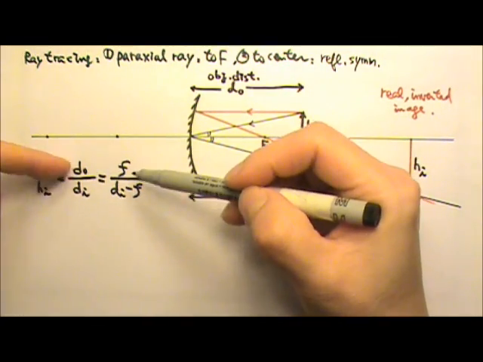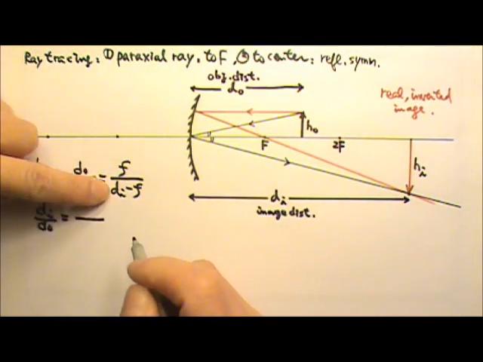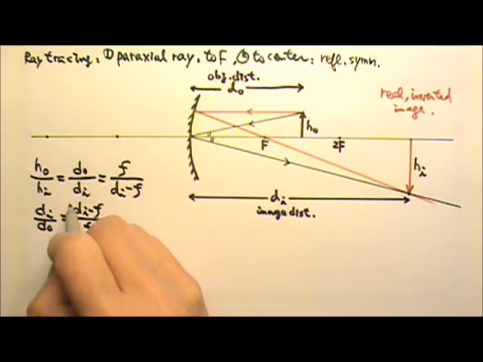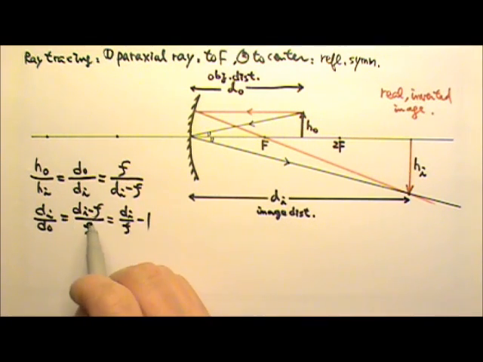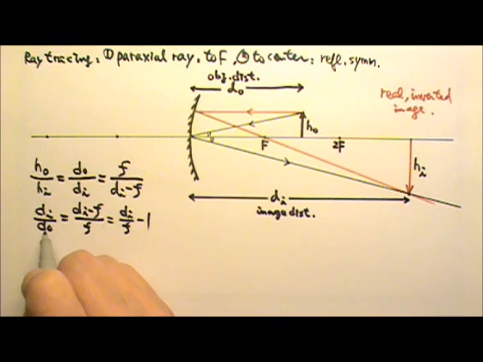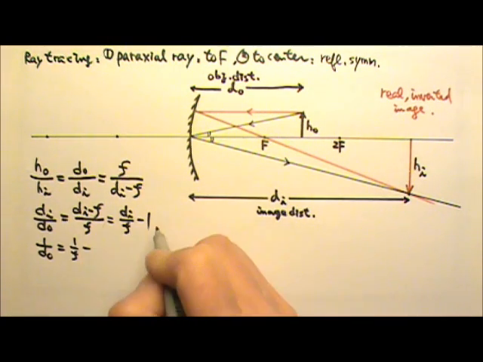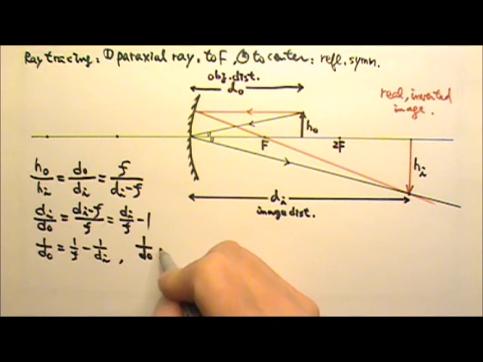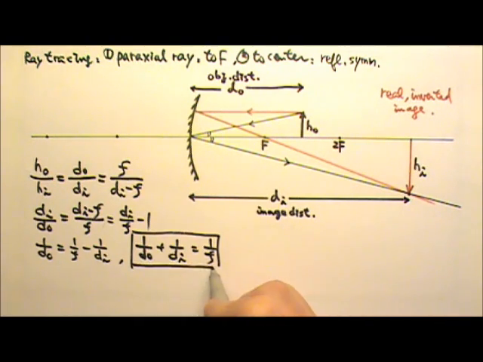So first, I'm going to flip both sides of this equation. So it's DI over DO equals DI minus F divided by F. And this side can be simplified as DI over F minus 1, right? DI over F minus 1. Okay, and then I'm going to divide by DI on both sides. So I get 1 over DO, and dividing by DI on this side, I get 1 over F minus 1 over DI. And then I can rearrange things a little bit. I get 1 over DO plus 1 over DI equals 1 over F. And this is our mirror equation.